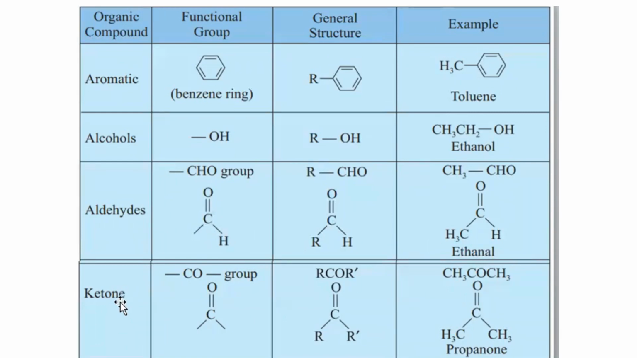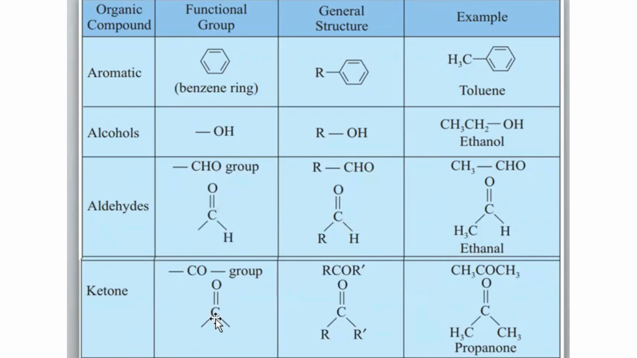Ketone. The functional group of ketone is C=O, carbon double bonded with oxygen. Ketone has one carbon-oxygen double bond, and the carbon atom is bonded with two carbon atoms on both ends. The general structure of ketones is RC(=O)R. The carbon is double bonded with one oxygen atom and single bonded with two carbon atoms or two alkyl groups. A good example of ketone is propanone.